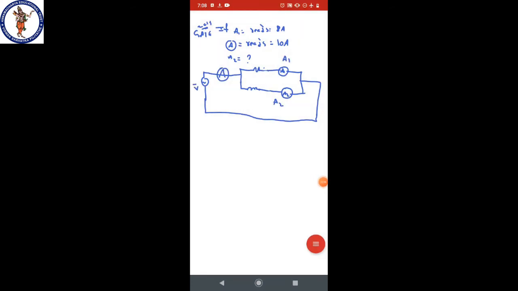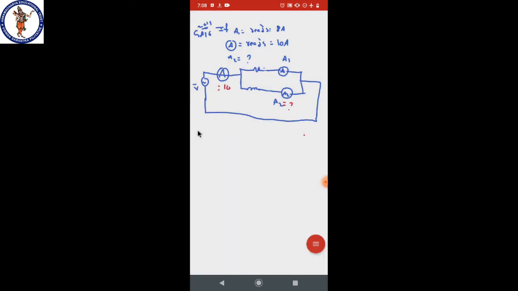Okay, now I will go for the problem. This is the 2018 problem. If A1, the resistive ammeter, reads 8 amperes, how much will the inductive ammeter read? The total current will read 10 amperes. He connected 3 ammeters, and he is asking how much current the inductive side ammeter reads.